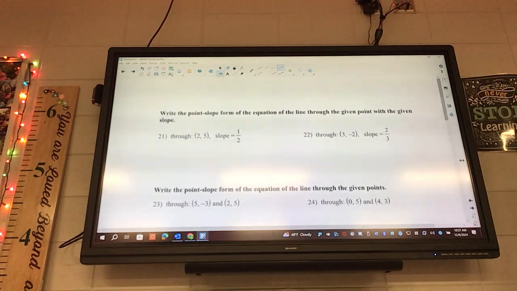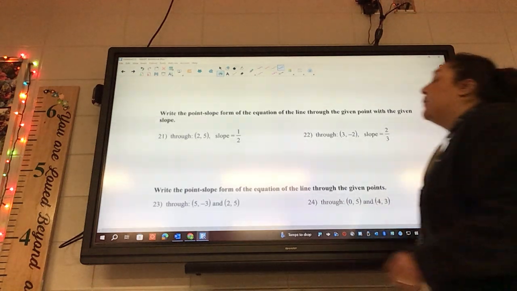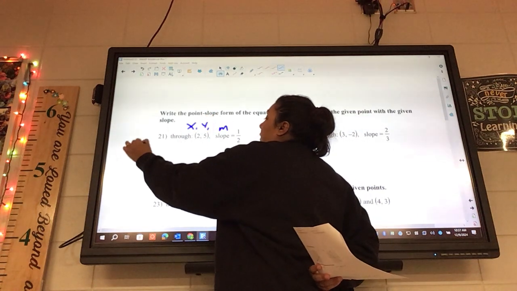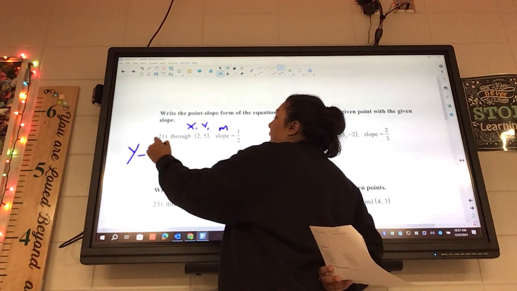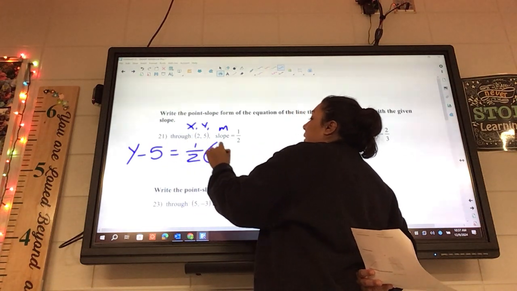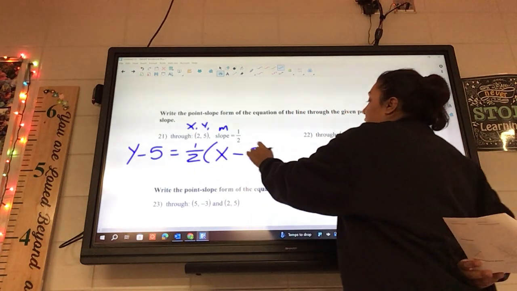Okay, 21 says write the point slope form. Okay, so it's gonna look like y minus my y1, which is 5, equals my m, which is 1/2, x minus my x1, which is 2.